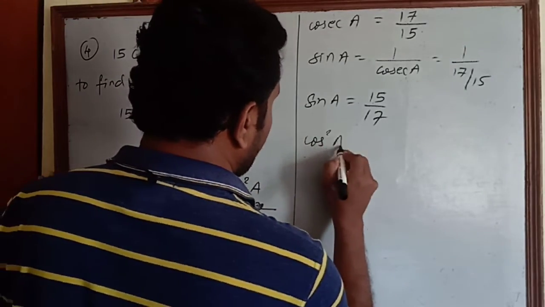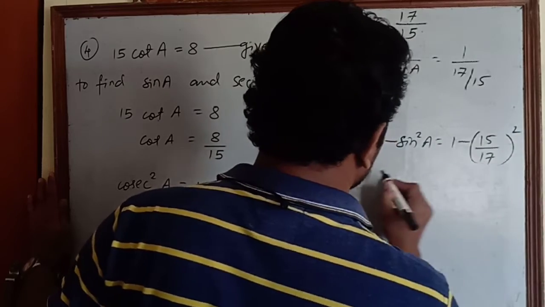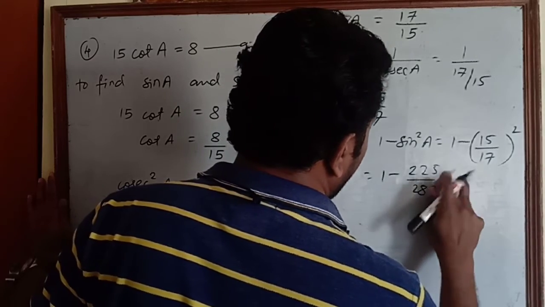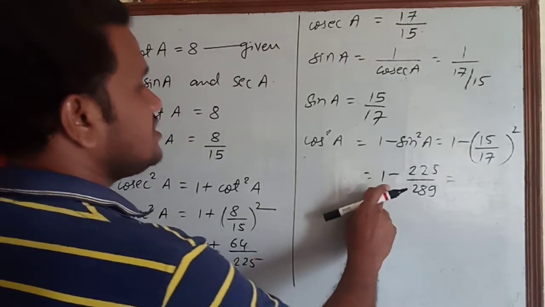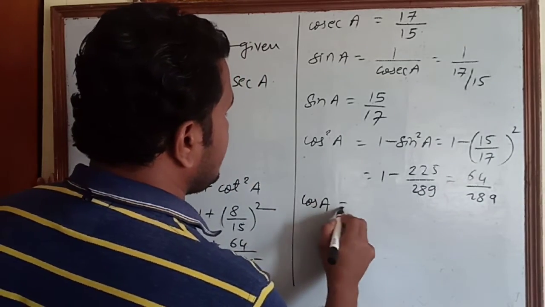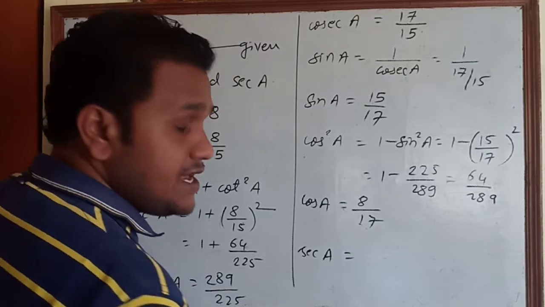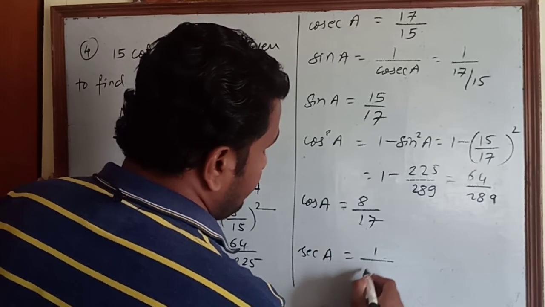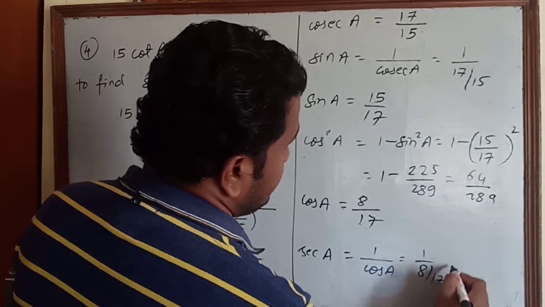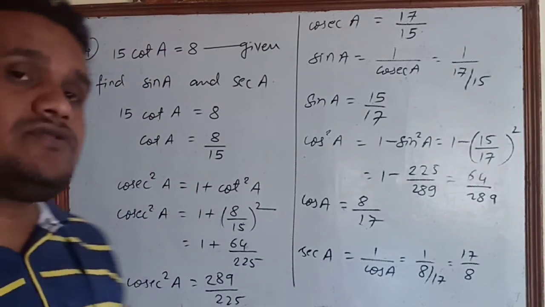How? Cos square A is equal to 1 minus sin square A, that is 1 minus (15 by 17) square. Again the same thing: 1 minus 225 upon 289. Directly I am going to write 289 ones are 289. 289 minus 225 gives you 64 upon 289. So cos A, taking the square root, is 8 by 17. Again you have to find sec A. The formula for sec A is 1 by cos A. So 1 by 8 by 17 turns out to be 17 by 8. In this way you got sec A is equal to 17 by 8.